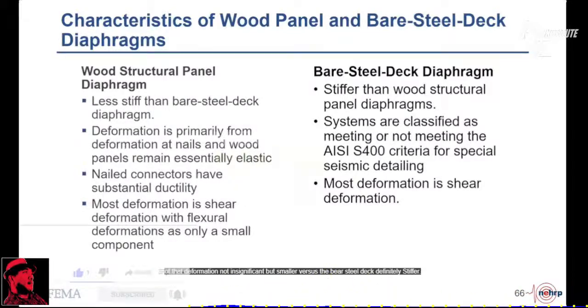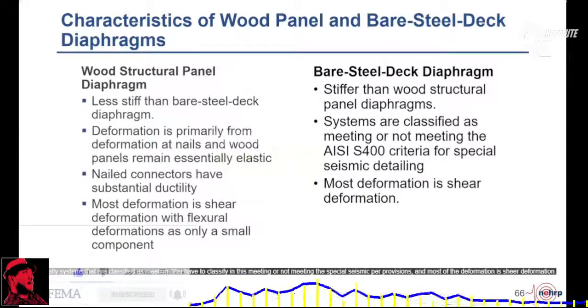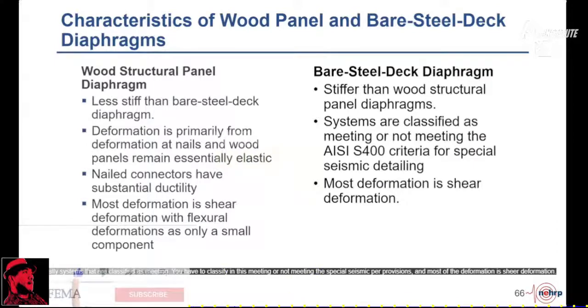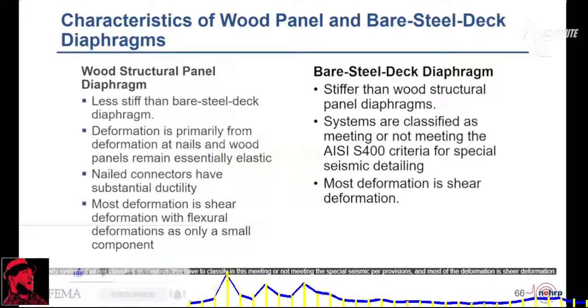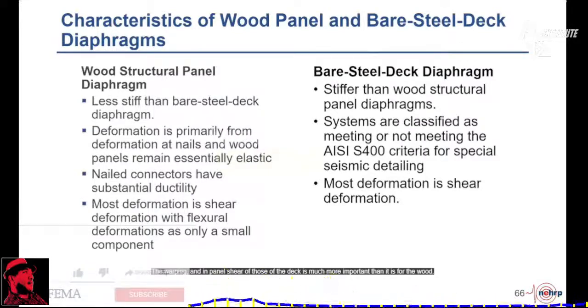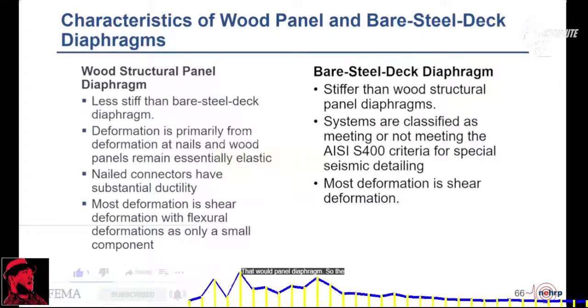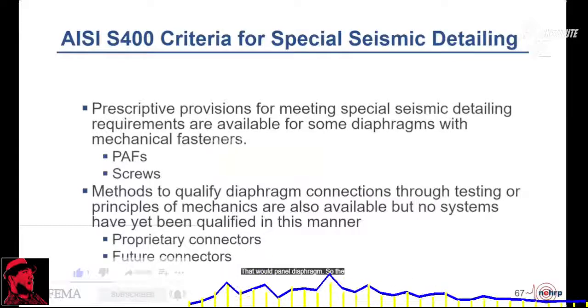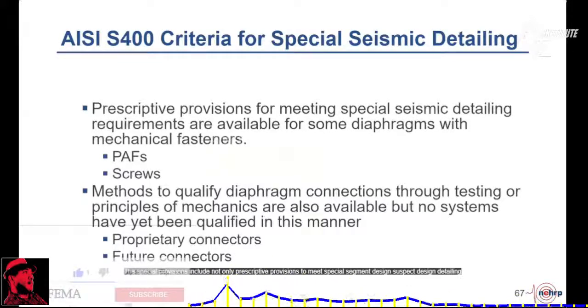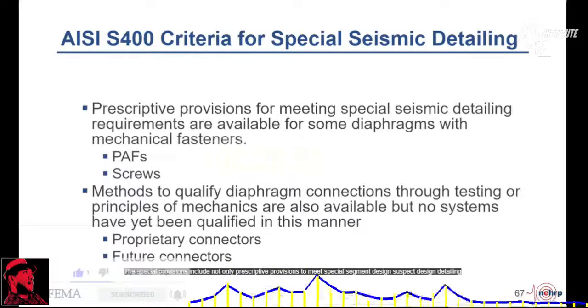Versus the bare steel deck, definitely stiffer, especially systems that are classified as meeting the special seismic provisions. You have to classify them as meeting or not meeting those provisions. And most of the deformation is shear deformation. The warping and in-panel shear of the deck is much more important than it is for the wood panel diaphragms.